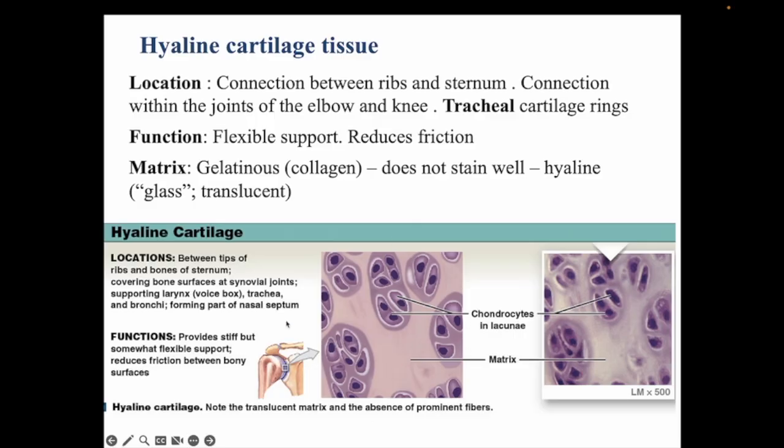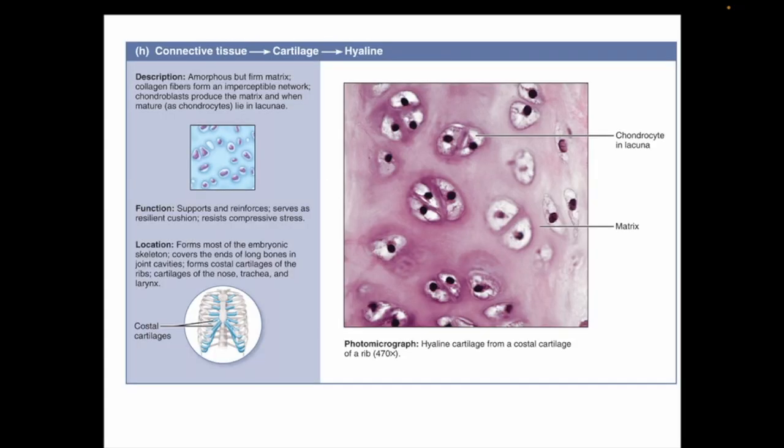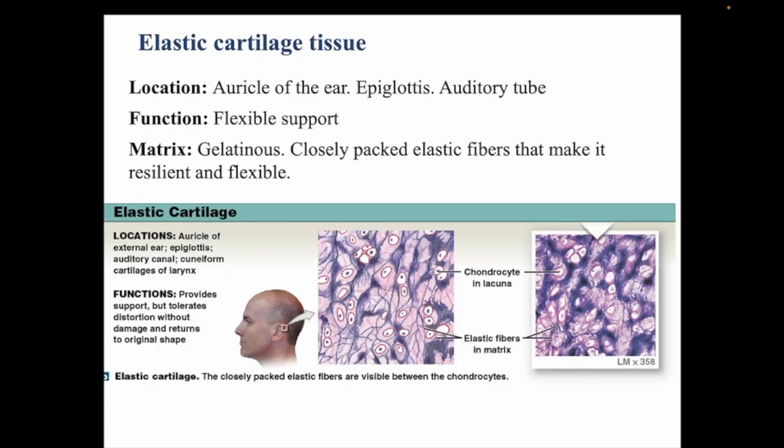And why is it hyaline? Again, because with the hyaline, the matrix does not stain, so it's more glassy. Another example is when we talk about how the ribs connect to the sternum. Ribs are these bones, the sternum is this bone, and we talk about hyaline cartilage. So think about joints, and think about the cartilage that connects the ribs to the sternum, which is called the costal cartilages.